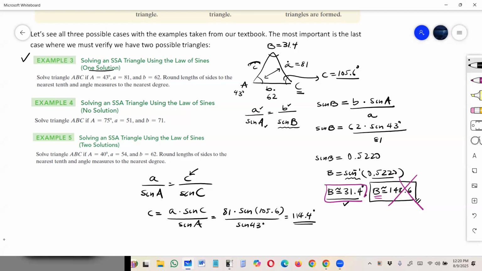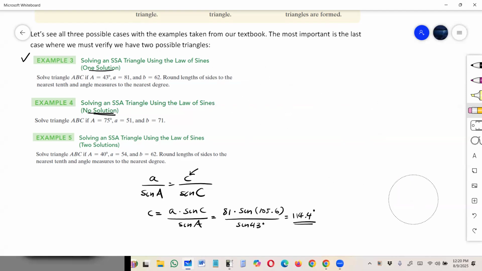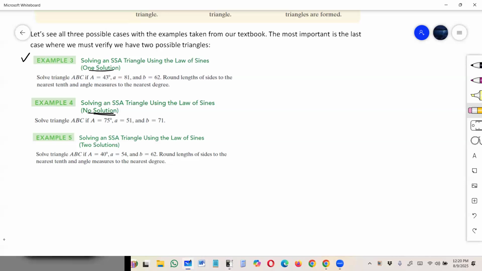The easiest case is going to be the no solution case, and we're going to do that now. You're going to see that this is the case where either the side is going to be too small or the angle is going to be too big and we can't find an answer. All right, so let's take a look at that one. I'm going to erase all of this. You can obviously stop the video. All right, so here is, and I'm going to draw again the triangle the same way as I did before.